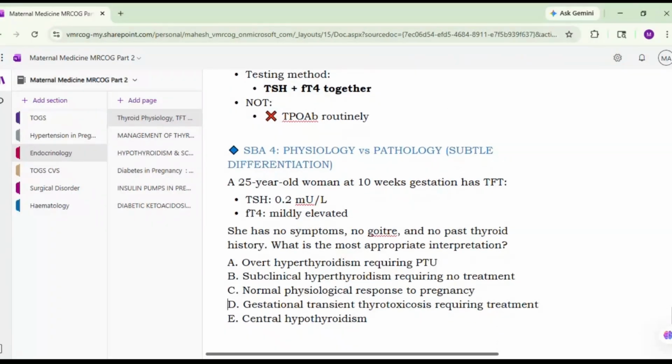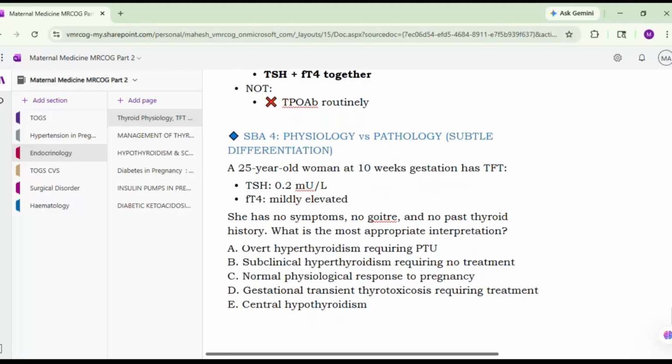A 25-year-old woman at 10 weeks gestation has TFT. TSH is 0.2 milli-units per liter, and free T4 is mildly elevated. She has no symptoms, no goiter, and no past thyroid history. What is the most appropriate interpretation? A. Overt hyperthyroidism requiring PTU. B. Subclinical hyperthyroidism requiring no treatment. C. Normal physiological response to pregnancy. D. Gestational transient thyrotoxicosis requiring treatment. E. Central hypothyroidism.